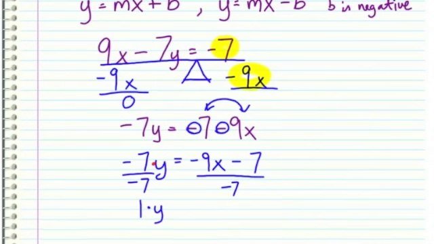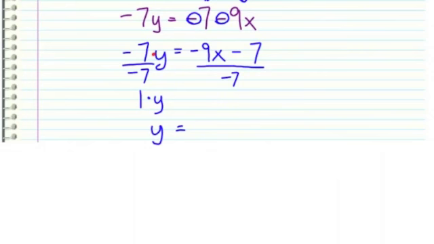So negative 7 divided by negative 7 is equal to 1. 1 times y is just y, so I can simplify that down right away. On the other side of my equation, negative 9 divided by negative 7. There's not a very nice way for me to simplify that, so I'm going to leave it just as it is. However, I am going to take into consideration that a negative divided by a negative is a positive, so I'm going to write it as 9 over 7x.